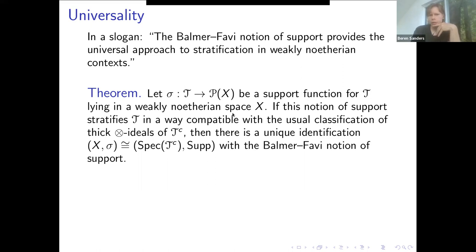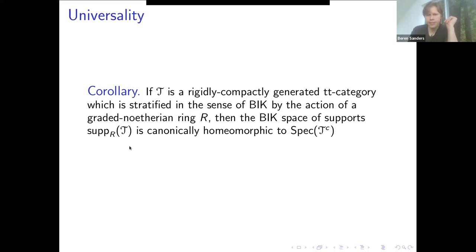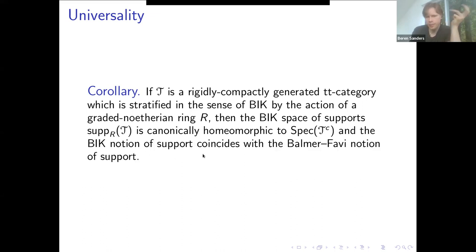Okay. So if you can classify the objects of your category, the Balmer-Favi notion of support will be the thing that's doing it. As a corollary, we get that, for example, if T is a rigidly compactly generated tensor triangulated category, which is stratified in the sense of Benson-Iyengar-Krause by the action of a graded noetherian ring R, then the BIK space of supports is canonically homeomorphic to the Balmer spectrum. And the BIK notion of support coincides with the Balmer-Favi notion of support. So this is a kind of uniqueness result for this approach to stratification.